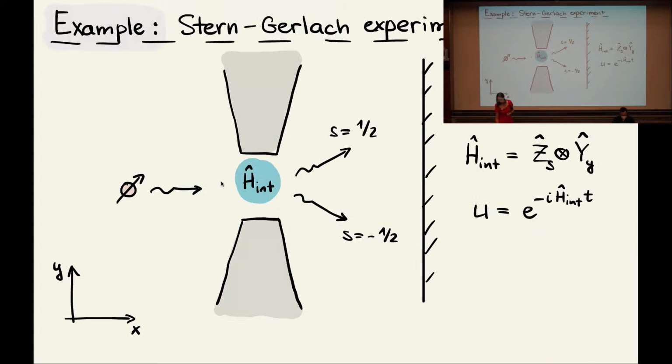Okay, but now what we want to do is model the agents themselves as quantum systems as well. And for that, we need to be able to model the measurement of an agent. So what happens when an agent measures a system?